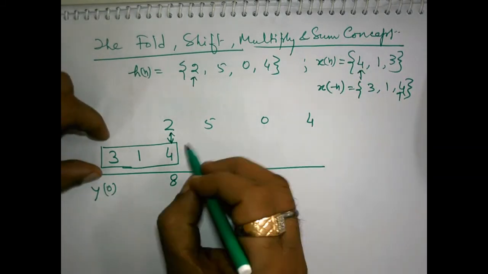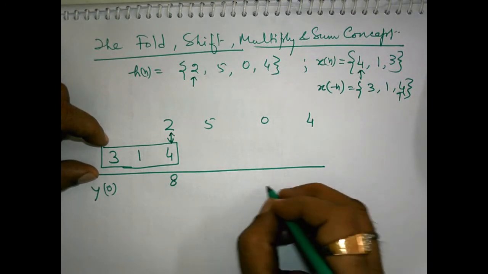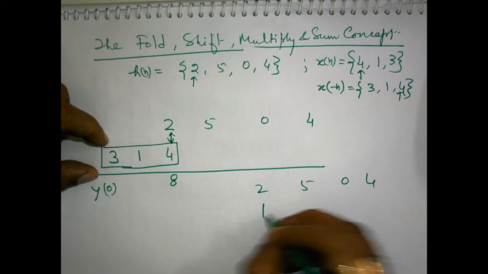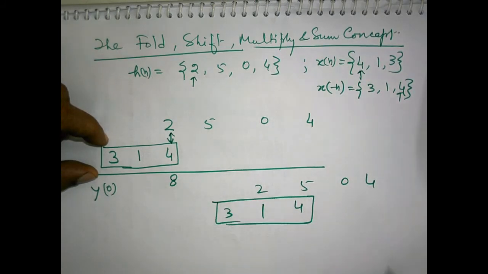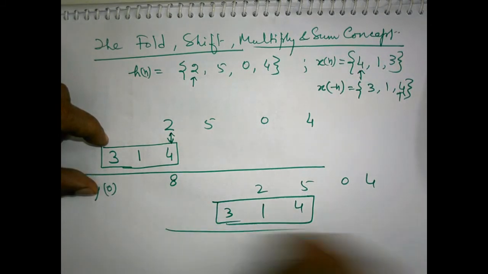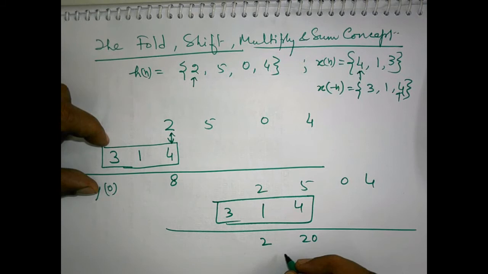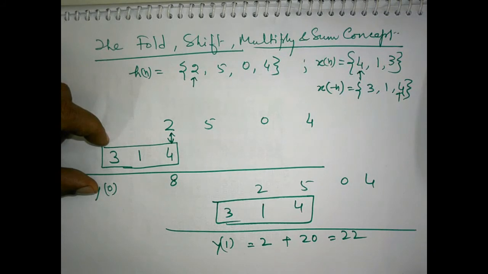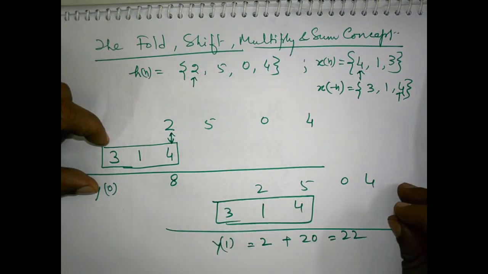Then you further shift this strip one position and this will give you say 2, 5, 0, 4. I am writing this, and then it will be 1, 4 and 3. This strip will come over here. Okay, so it will be 2 and it will be 20, and then you add all these values to obtain y1. So naturally this will be 22. Okay, this way you write down all the results.